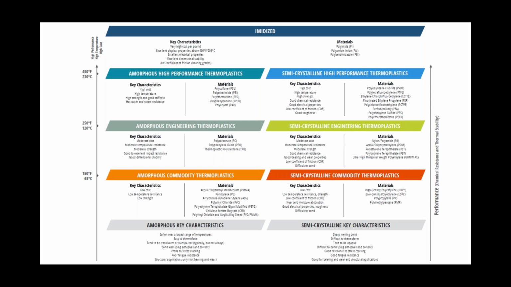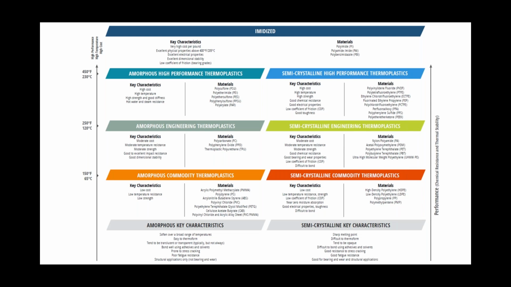So we're going to go back down to the semicrystalline, and we're going to go through those key characteristics quickly. We're going to start with the sharp melting point that can make them difficult to thermoform. They tend to be opaque. They're difficult to bond using solvents and adhesives. They have a good resistance to stress cracking, good fatigue resistance, and are typically good for bearing and wear in structural applications.